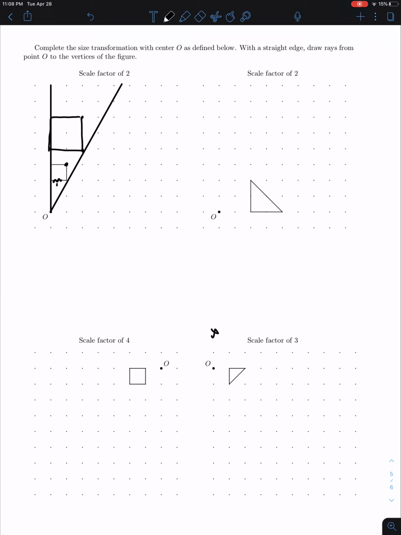So let me do this one down here, this triangle with a scale factor of 3. Again, start off the same way. What we want to do is draw lines that go through our vertices.